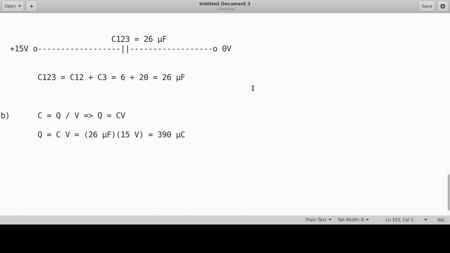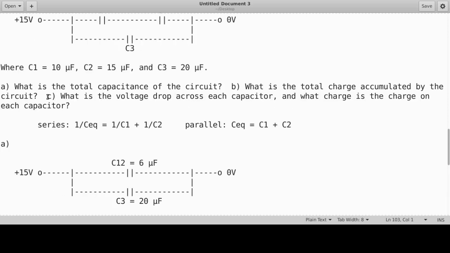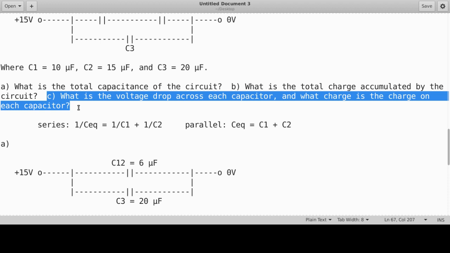Let me continue, and then finally the last one. The last one's kind of hard. Well, not hard, it's got a lot of steps to it. And so I'm going to ask you, what is the voltage drop across each capacitor, and what is the charge on each capacitor?